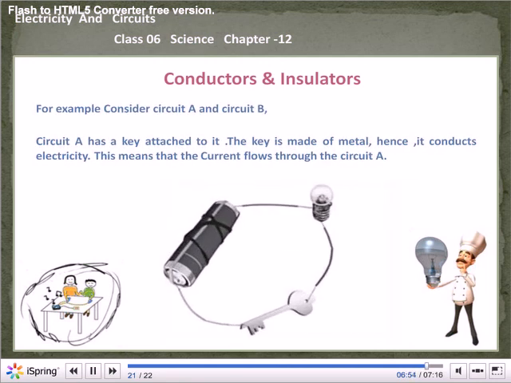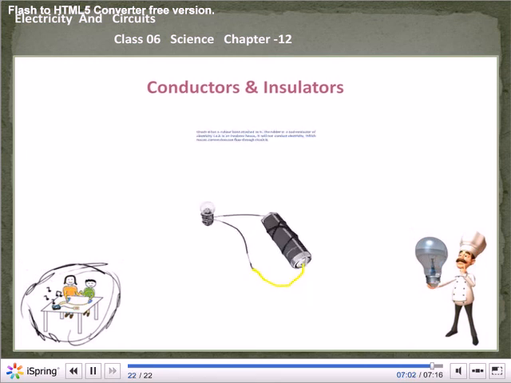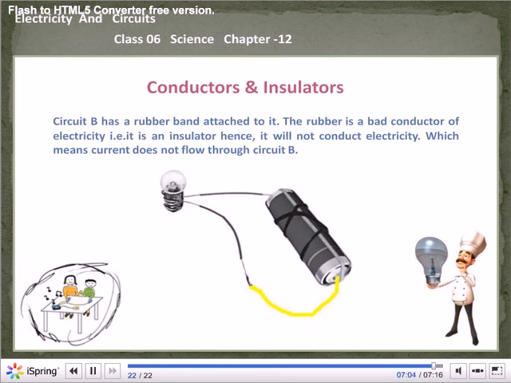Circuit A has a key attached to it. The key is made of metal, hence it conducts electricity, which means current flows through circuit A. Circuit B has a rubber band attached to it. The rubber is a bad conductor of electricity, that is, it is an insulator, hence it will not conduct electricity, which means current does not flow through circuit B.